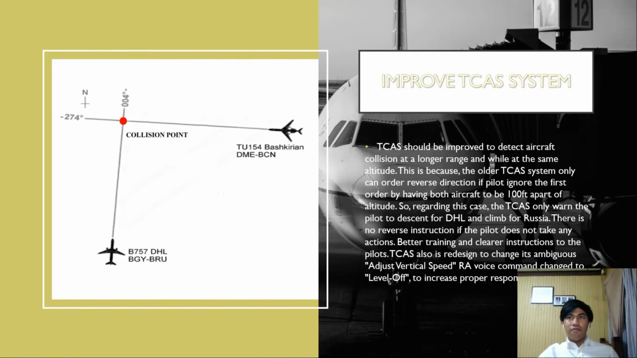TCAS should be improved to detect aircraft collision at a longer range and while at the same altitude. This is because the older TCAS system can only order a reverse direction if the pilot ignores the first order, by having both aircraft be 100 feet apart in altitude. So, regarding the incident, the TCAS only told the pilot to descend for DHL and climb for Russia. There is no reverse instruction if the pilot does not take any action.